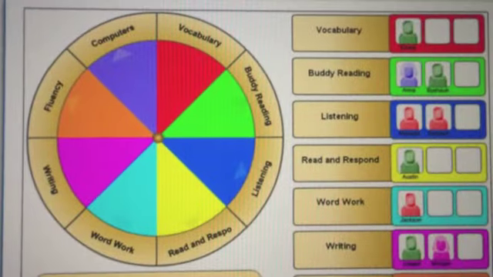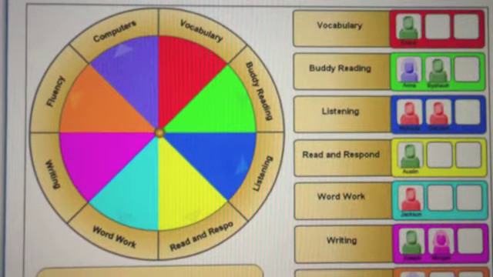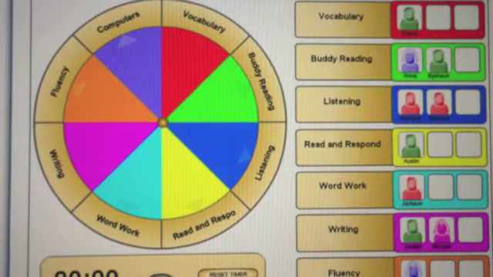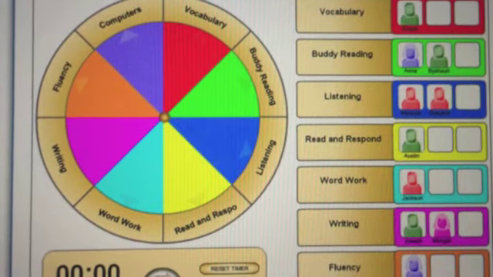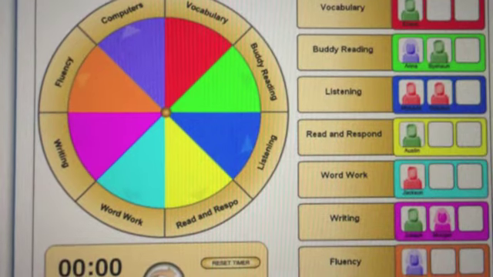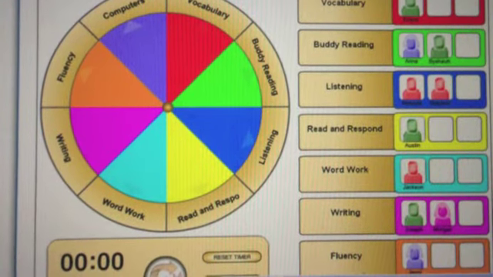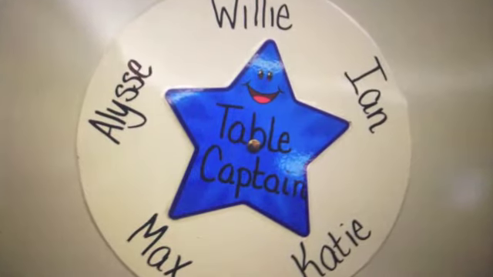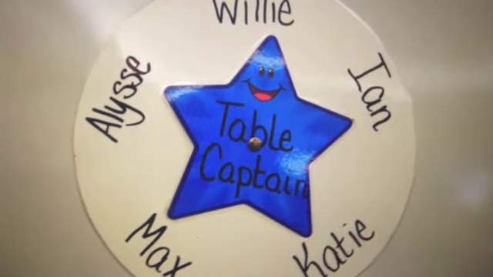This is a very interesting picture because I know many teachers have limited amount of space, and if they put this on the smart board, students will know what activity and where they're supposed to go when it's time for center. These are just some ideas that you can use to show who the table captain is.